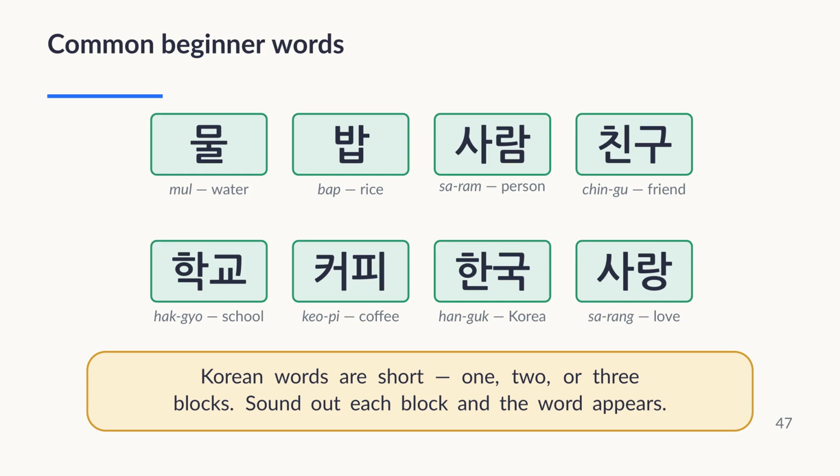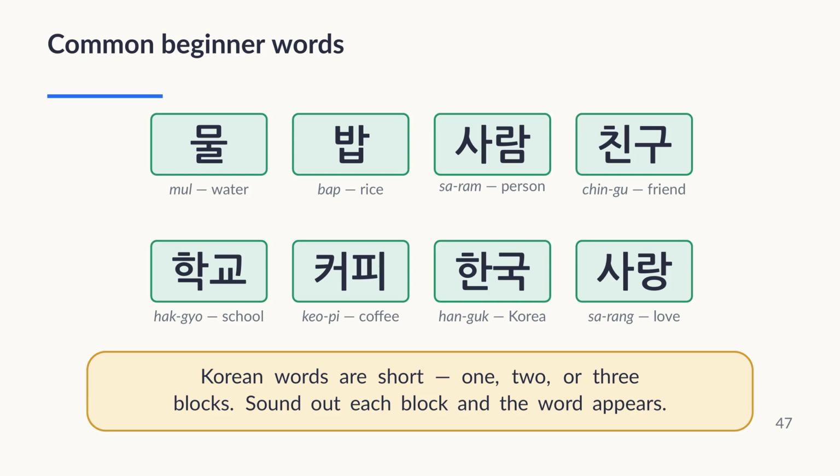Here are 8 common words that every beginner learns early, and every one of them is made only of letters you already know. On the top row, mul meaning water, bap meaning cooked rice, our old friend with the P batchim, saram meaning person, and chingu meaning friend. On the bottom row, hakgyo meaning school, keopi, which is the Korean pronunciation of the word coffee, hanguk meaning Korea itself, literally the Han country, and sarang meaning love, a word you will see in countless Korean songs.